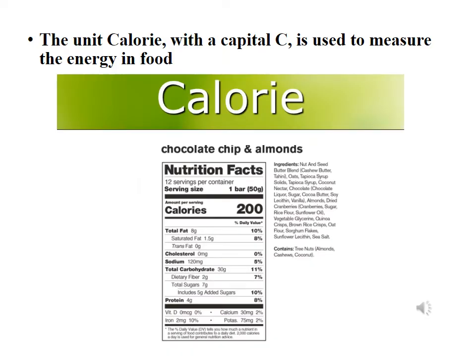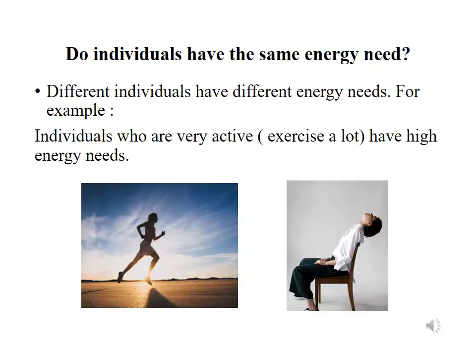Scientists use the unit calorie with a capital C to measure the energy in food. Look here, for example. The calorie is always written with a capital C. It is true, there are other units to measure energy. However, this year we are going to study only the unit calorie. Let's take, for example, the chocolate chip and almonds. How many calories does it provide our body? It provides our body with 200 calories.